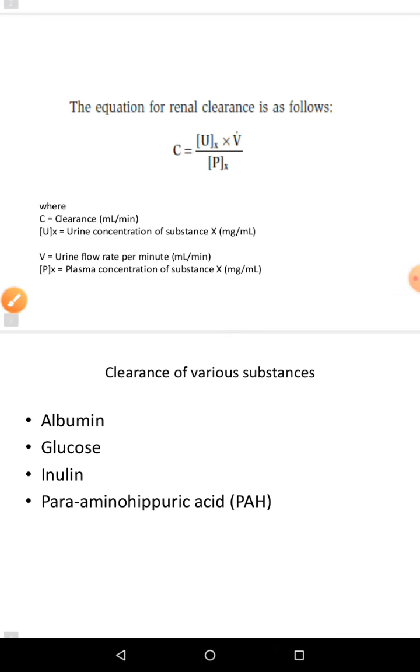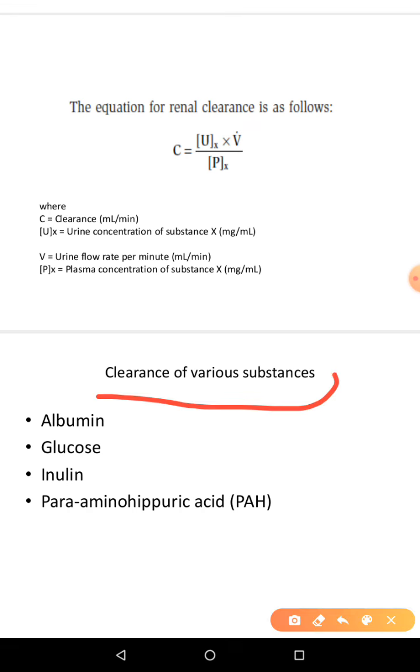So we need to understand the clearance of various substances, like albumin. The renal clearance of albumin is approximately 0. What does that mean? It means this substance is not filtered across the glomerular capillaries, so you cannot find this substance in urine. And the clearance for glucose in a normal healthy person is 0.